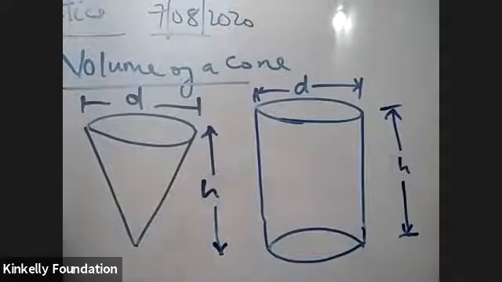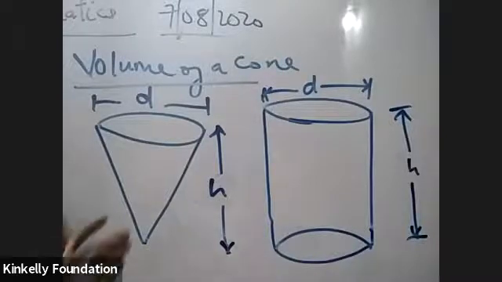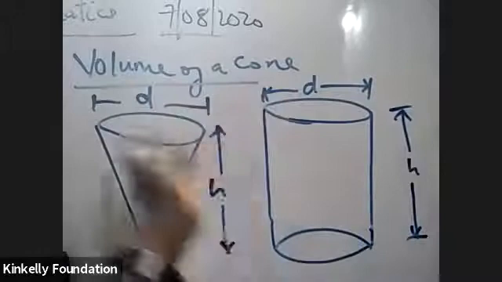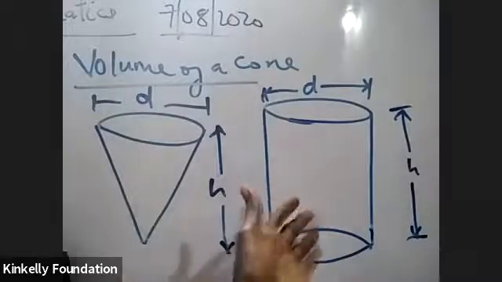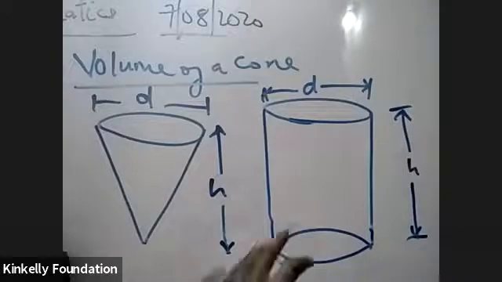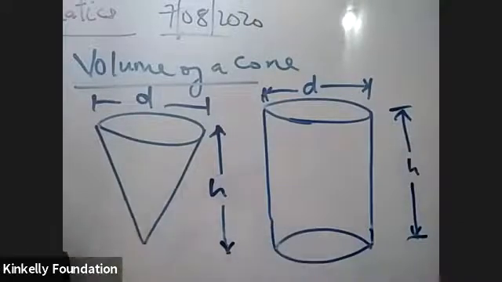Now, we are going to look into the volume of a cone and how it is generated. Consider a cone that has the same height and diameter as a cylinder. Let's get the volume of this cylinder, and also the volume of the cone, and see the relationship between them.